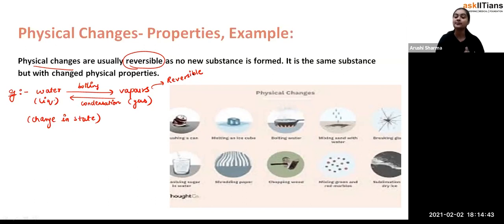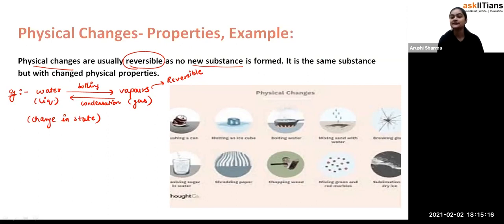So students, generally physical changes are reversible in nature, and there will be no new substances formed. No new substance means, see students, when water converts into vapor, and vapor converts back into water, you will see that there is only water. No other substance is formed at that point. So this is another property of physical change: physical changes are usually reversible, and second, they don't form any new substance.